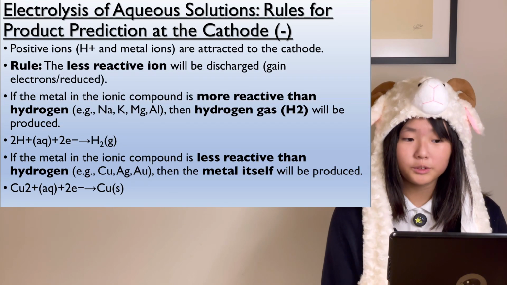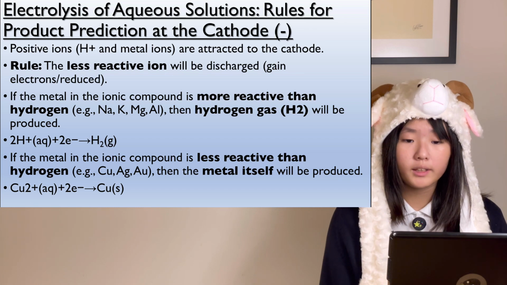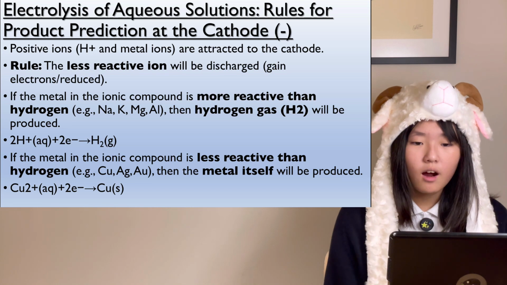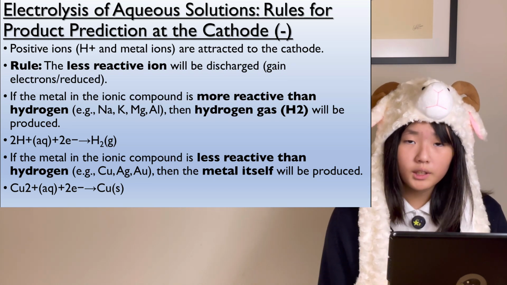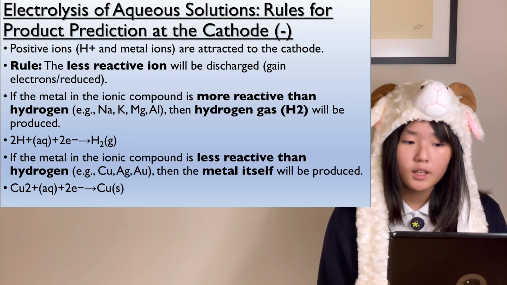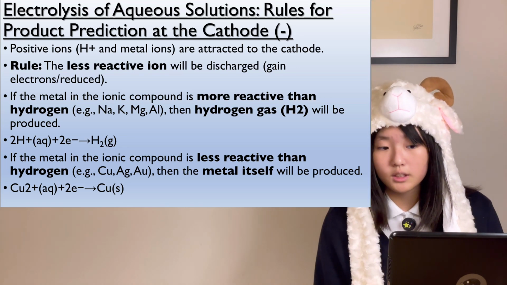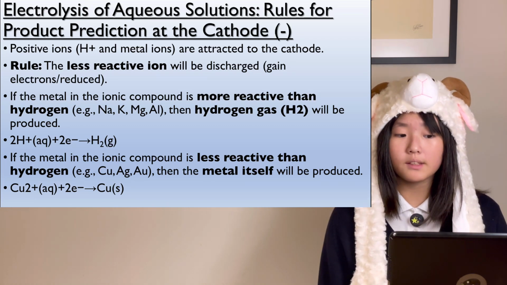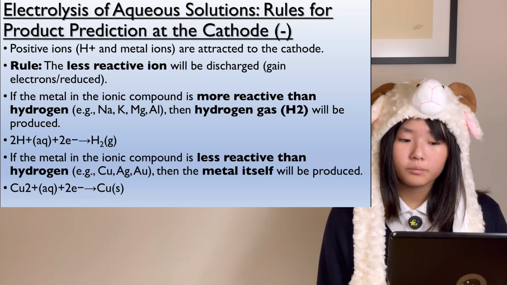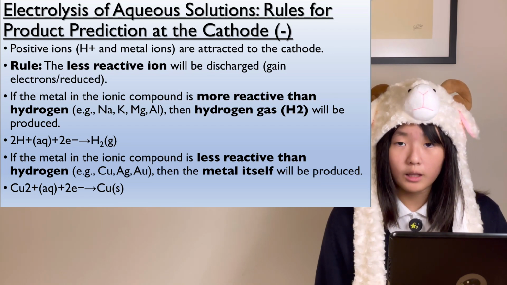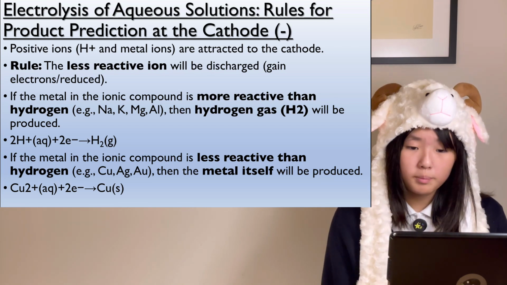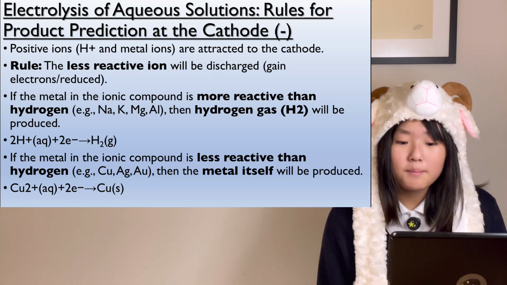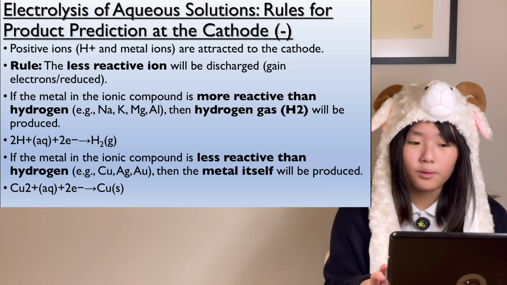Now I'll teach you about the rules for how to predict the product at the cathode. Positive ions, H+ and metal ions, are attracted to the cathode. The rule is the less reactive ion will be discharged, which means it gains electrons, also known as being reduced. If the metal in the ionic compound is more reactive than hydrogen, for example sodium, potassium, magnesium, or aluminum, then hydrogen gas will be produced. If the metal in the ionic compound is less reactive than hydrogen, then the metal itself will be produced in solid form.